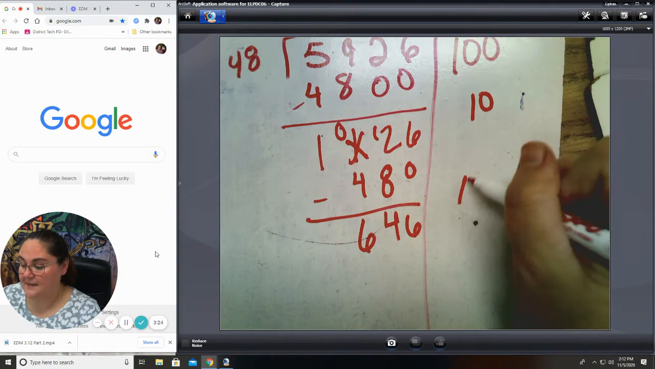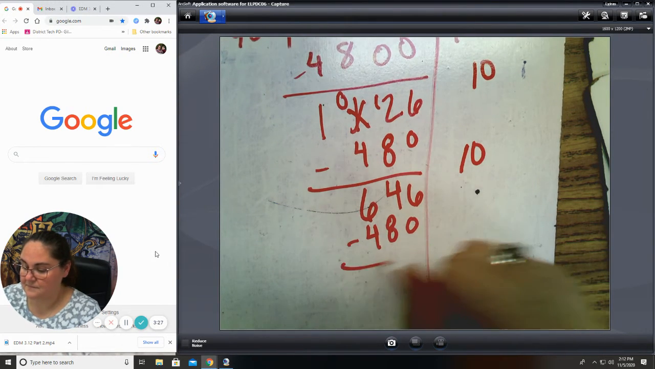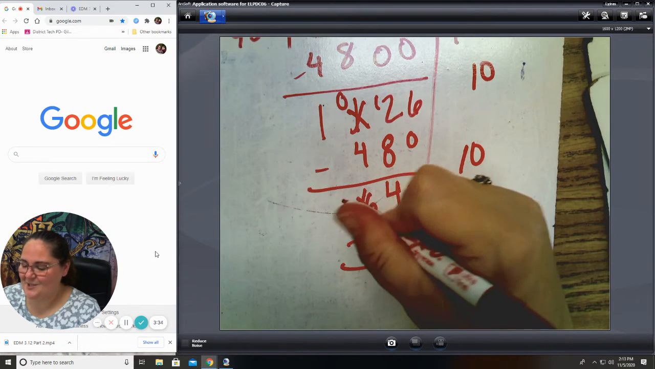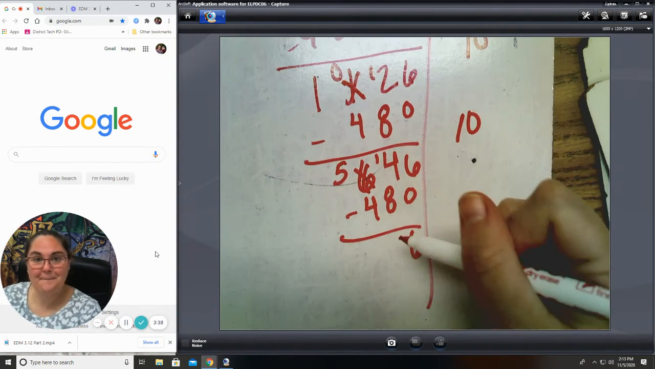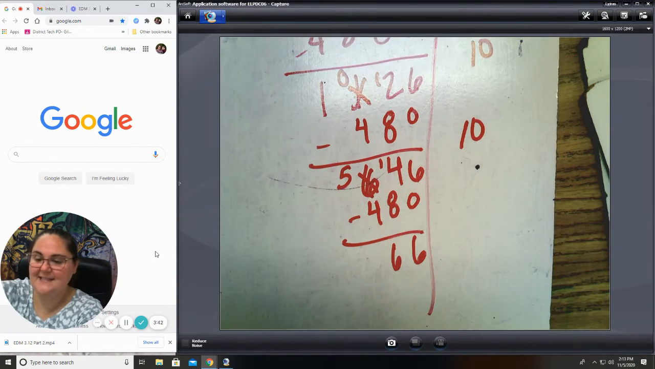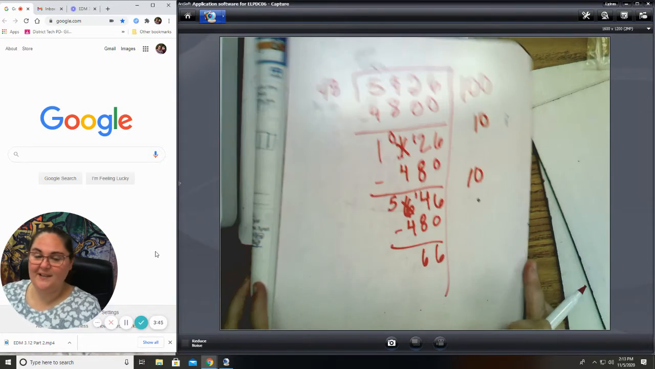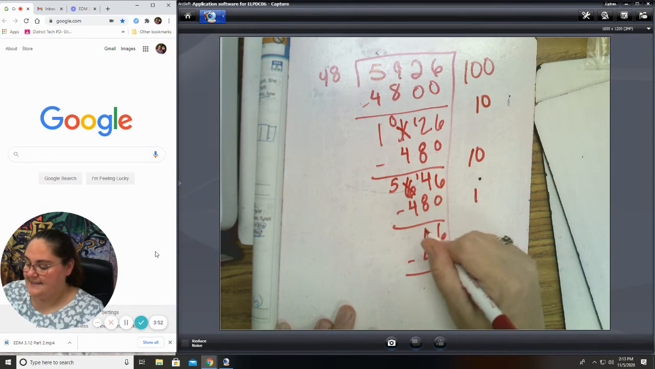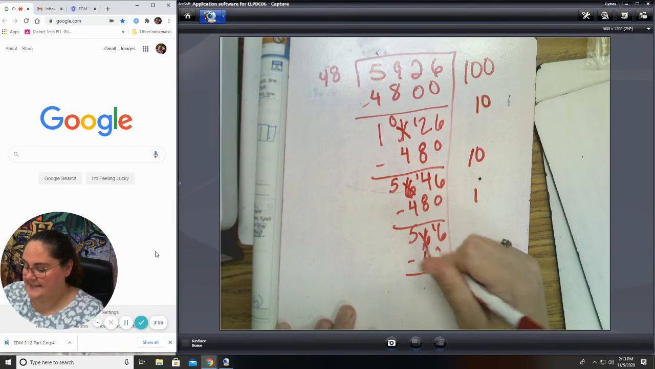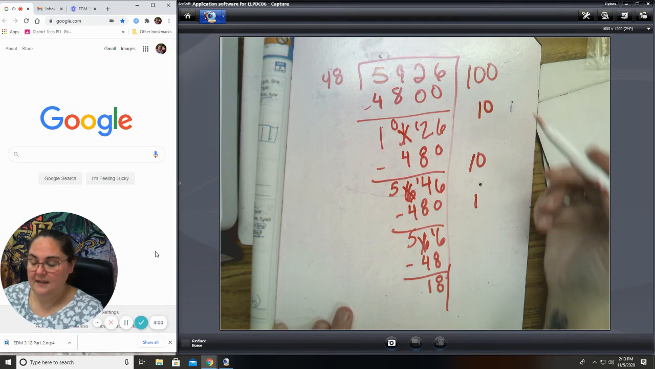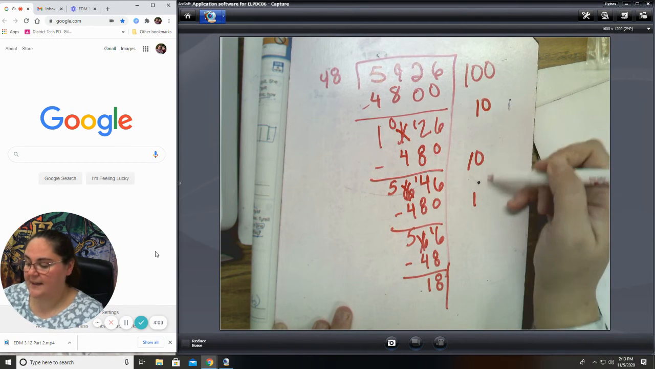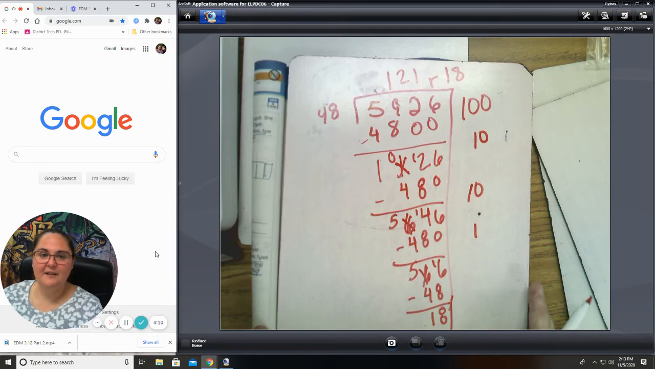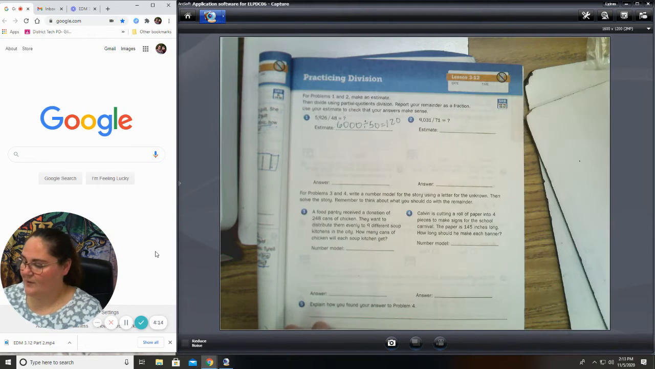All right, I can do another group of 10. Here we go. 6 minus 0 is 6. 4 minus 8, you can't do it. So my 6 turns to a 5. All right, 14 minus 8 is 6. And I'm going to raise this up so you can see my whole board because there's a lot of writing going on here. All right, and I can do one more group, 48. 6 turns to a 5. 16 minus 8 is 8. 5 minus 4 is 1. So my answer is 100, 110, 120, 121, remainder 18. That will be your answer for number 1. 121, remainder 18.